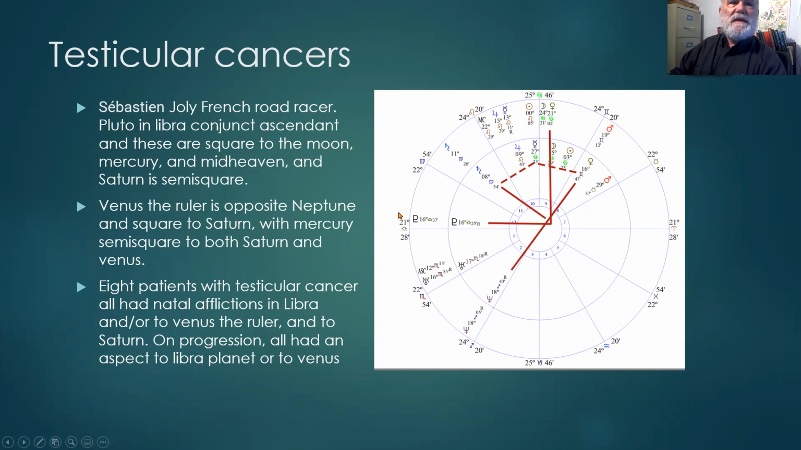Okay, I do have a chart. This is an example chart. I pulled up 8 patients with testicular cancer. Each had natal afflictions in Libra and/or to Venus, the ruler, and also to Saturn. And on progression, all had an aspect to a Libra planet or to Venus, which I'm not going to go into the details of here.